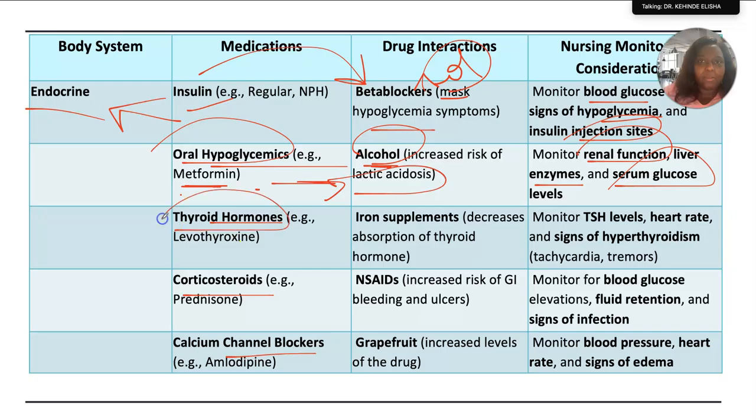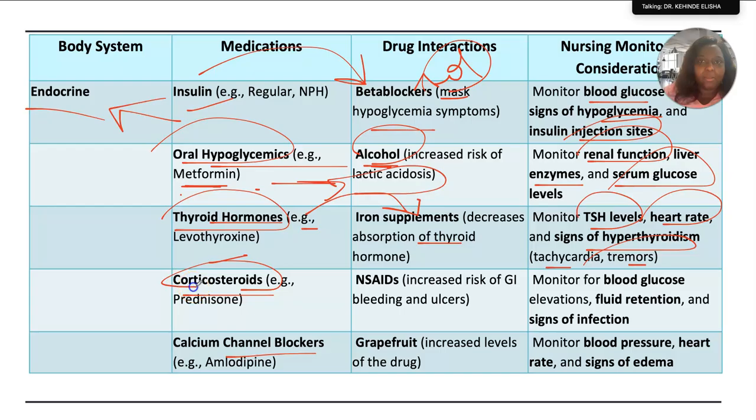Now, what about thyroid hormone? Thyroid hormone, for example levothyroxine. When we combine it with iron supplement, it is going to decrease the absorption of thyroid hormone, right? So we've got to keep what? Monitor the TSH level. We've got to monitor the heart rate. Signs of hyperthyroidism have to be monitored. We also have to monitor for tachycardia and tremors.